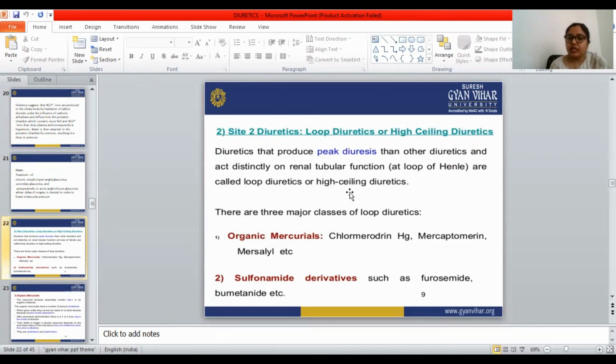There are two major classes of the loop diuretics: organic mercurials and sulfonamide derivatives. Examples of the organic mercurials are chlormerodrin, mercaptomerin, and mersalyl. And the sulfonamide derivatives are furosemide and bumetanide.